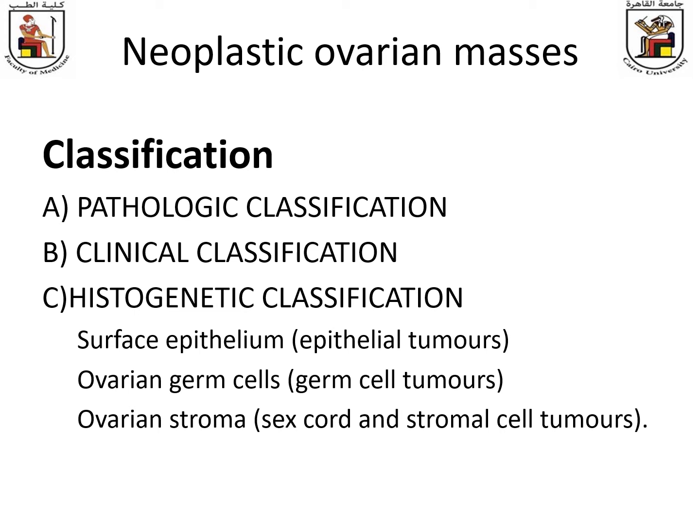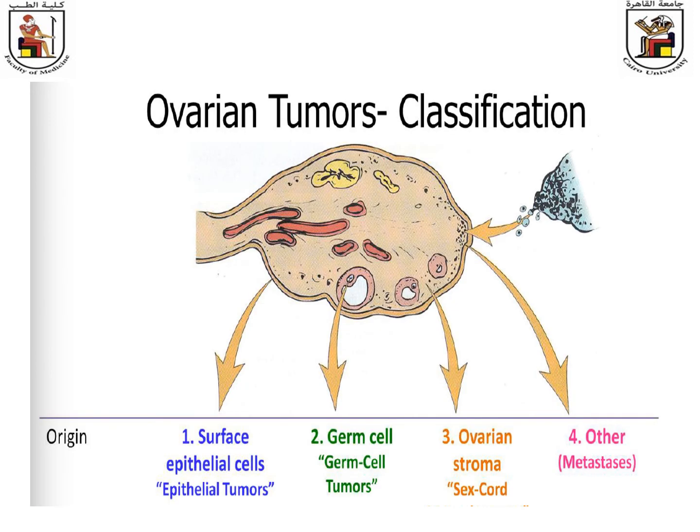Neoplastic ovarian masses are classified into pathological classification, clinical classification, or histogenic classification. And the histogenic classification depends upon the origin of the cyst. If they arise from the surface epithelium, these are known as epithelial tumors. If they arise from the ovarian germ cells, these are known as germ cell tumors, or from the ovarian stroma itself, these are known as sex-cord stromal cell tumors.